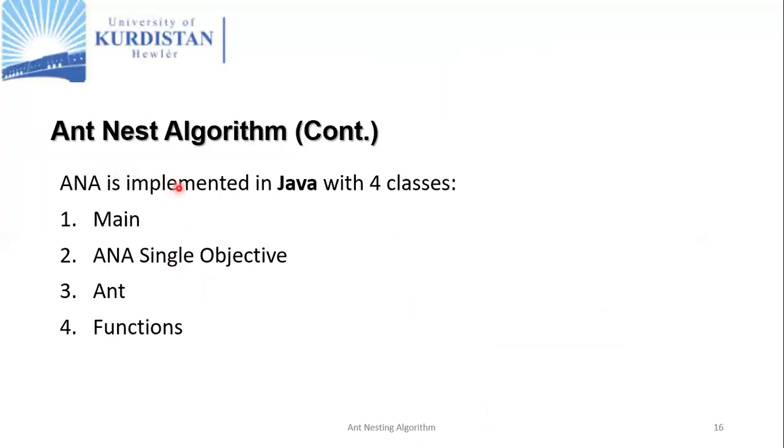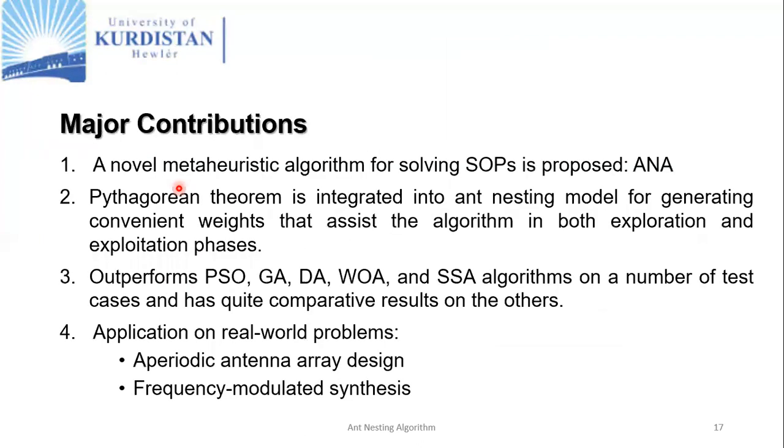Now, the ant nesting algorithm in the original paper is implemented in Java, and it has 4 classes: main, single objective, and functions. The major contribution of this algorithm is that it has been used for single objective optimization problems. The idea is taken mathematically from the Pythagorean theorem, which is integrated into the ant nesting model for generating convenient weights that assist the algorithm in both exploration and exploitation.